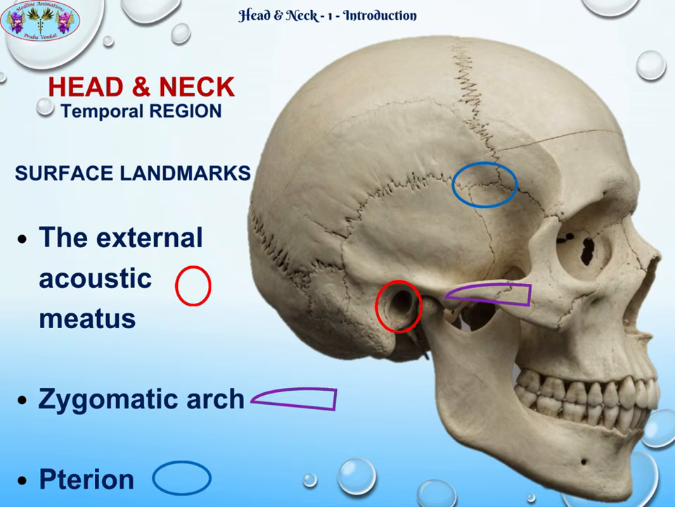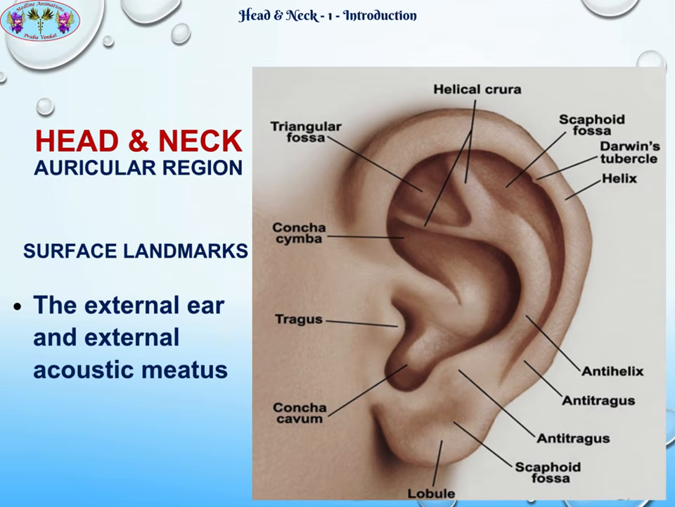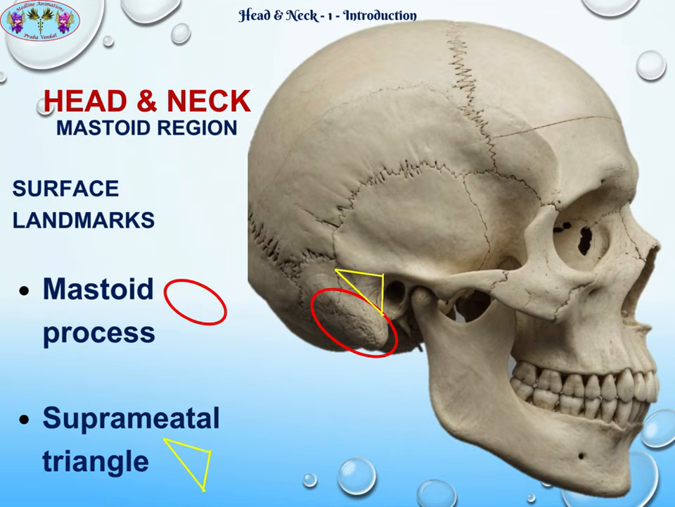The important surface landmarks of the temporal region are the external acoustic meatus, zygomatic arch, and pterion. The important surface landmarks of the auricular region are the external ear and external acoustic meatus, and the parts of external ear. The important surface landmarks of the mastoid region are the mastoid process and the suprameatal triangle.